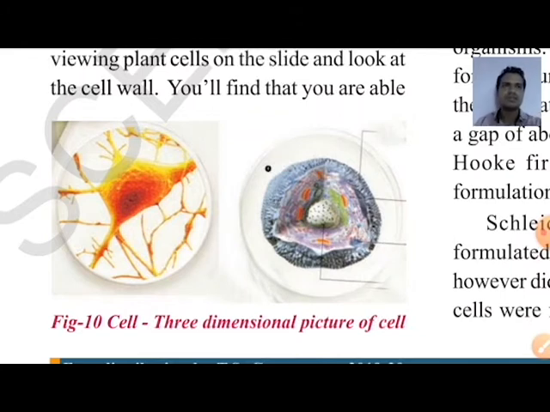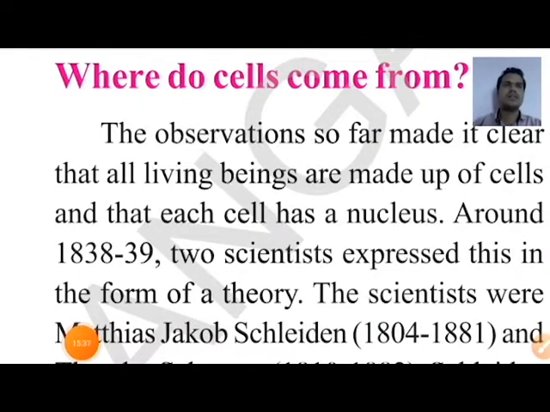The orange color space is occupied by the vacuole, and here you can see the vacuoles are very small. Here is the 3D shape of a cell. Now let us discuss an important topic: where do these cells come from?